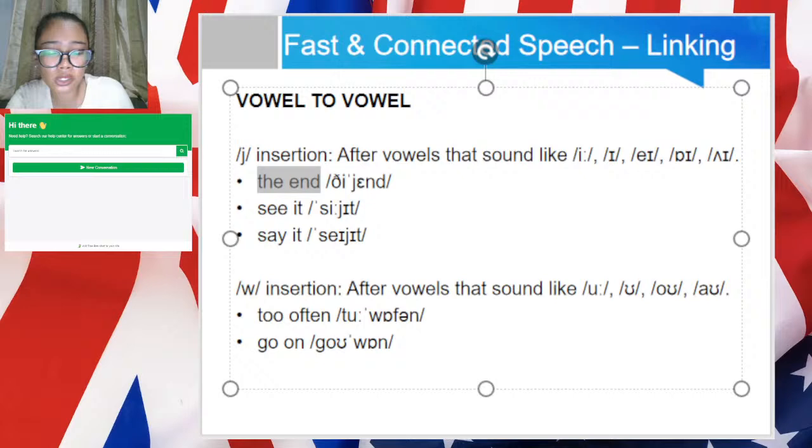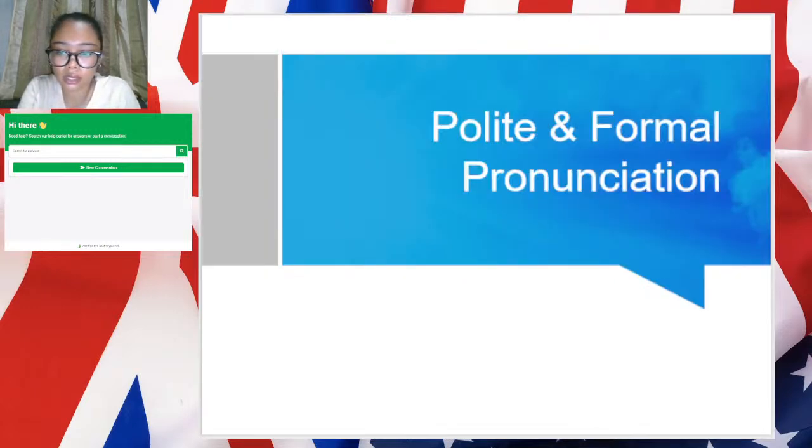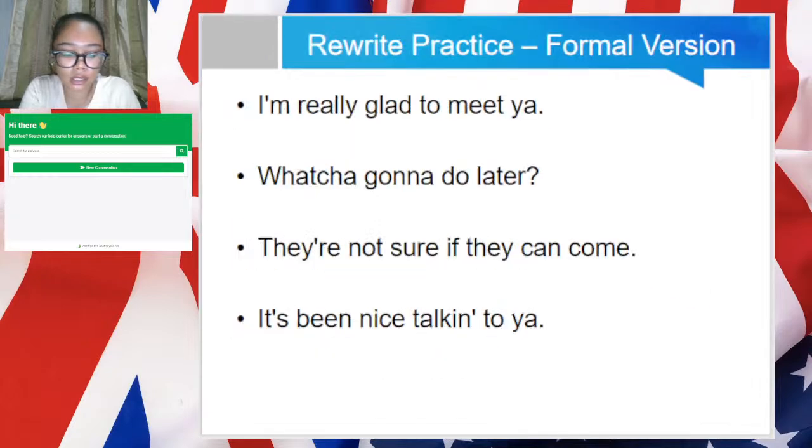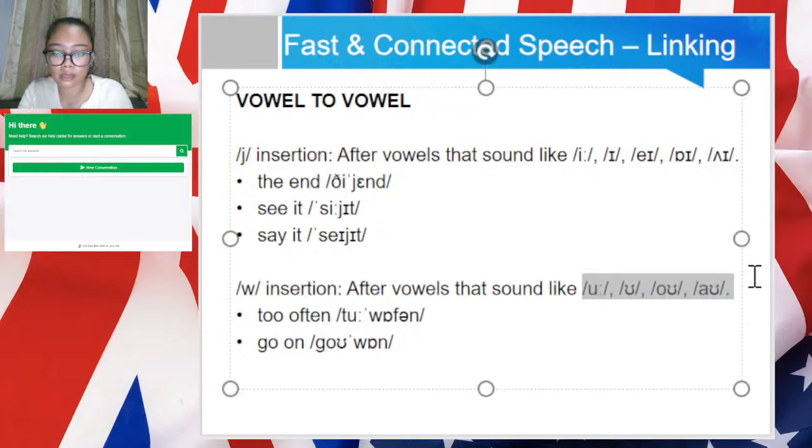Unintentionally, you get to incorporate or insert a "ye" sound in some phrases, even though it is not there in the spelling or anywhere. Just like with "see it," there's also a "ye" sound, as well as in "say it." All right, sorry for that. Let me go back. With "ye" insertion, there's also "woo" insertion, the W sound. So this is after vowels that sound like these ones. All right.